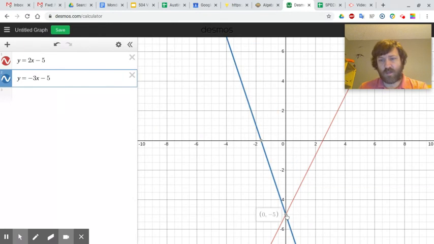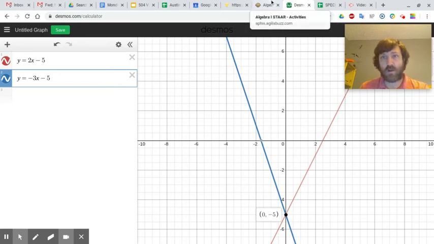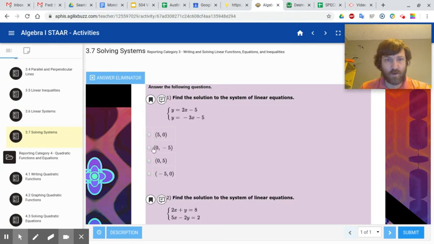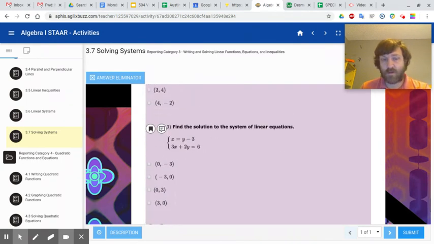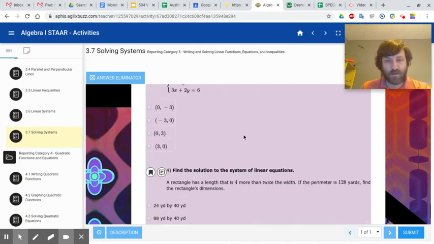Okay, so we already see they intersect down here. You'll notice that if I click on that point, it's going to leave the label up there for me. So I can easily see it's (0, negative 5). So there it is. That's it. On number 2 and number 3, go ahead and do those the same way. Type the equations in and find the intersection point.